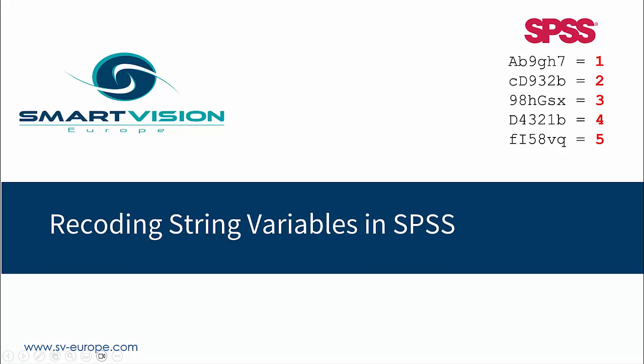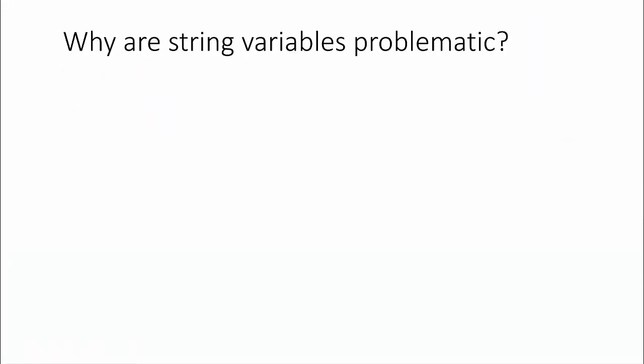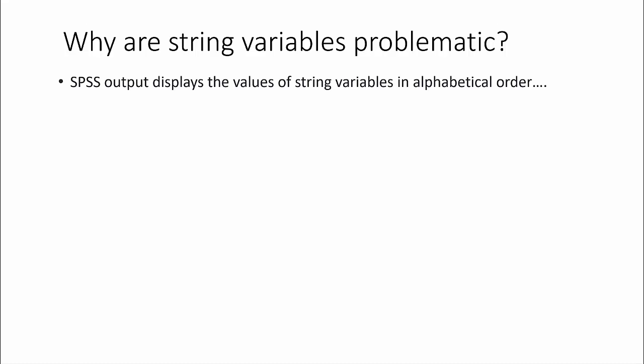Hi, in this video we're going to be looking at a few methods for recoding string variables in SPSS. String variables can be tricky for analysts to deal with. One of the reasons is the SPSS output displays the values of string variables in alphabetical order.